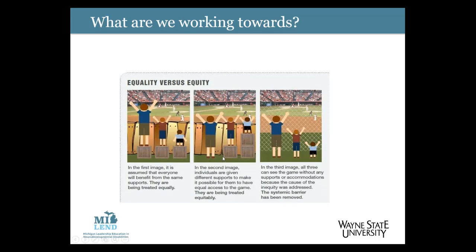However, to challenge our thinking a bit more and really think about the larger societal, structural, and system issues that impact our ability to reach those outcomes, we can see in the third image that if we remove some of the barriers that have been placed at a system level, all three can see the game without any supports or accommodations, because the inequity was addressed and the system barrier was removed.